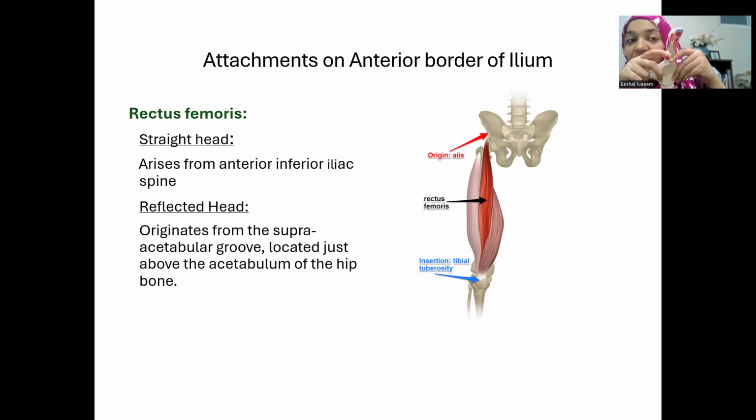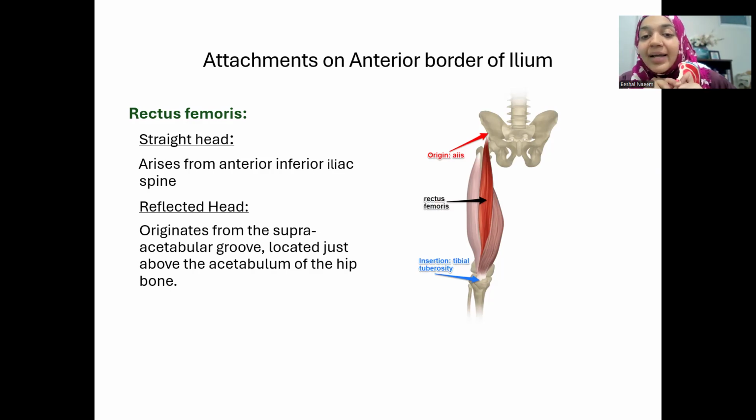And what was attaching here? The straight head of rectus femoris. The rectus femoris is the most anterior muscle of the anterior thigh, and it is the most superficial muscle. You need to be able to remove the rectus femoris to go under the muscles that are the vastus lateralis, intermedius, and vastus medius.